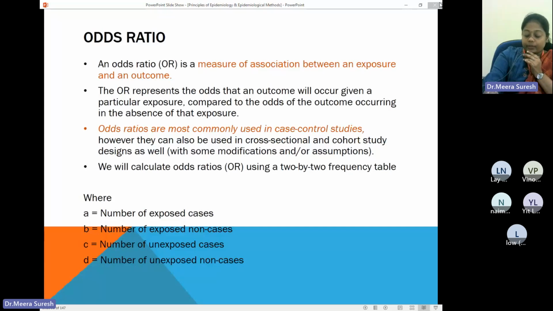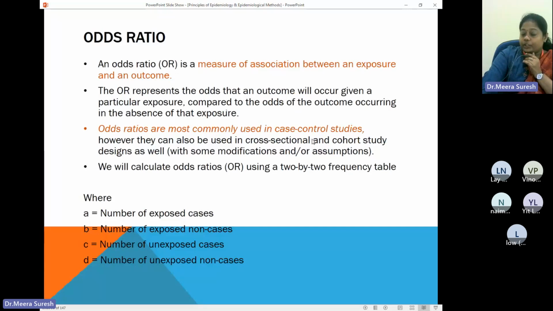So the odds ratio will give you a measurement of whether an exposure and an outcome are related, and if they are related, how strongly they are related. It represents the odds, the chances, that an outcome like lung cancer will occur when there is smoking, compared to the chances that lung cancer can occur even in the absence of that exposure, even if you are not smoking. So you understand whether the exposure or risk factor actually has some association with the outcome.